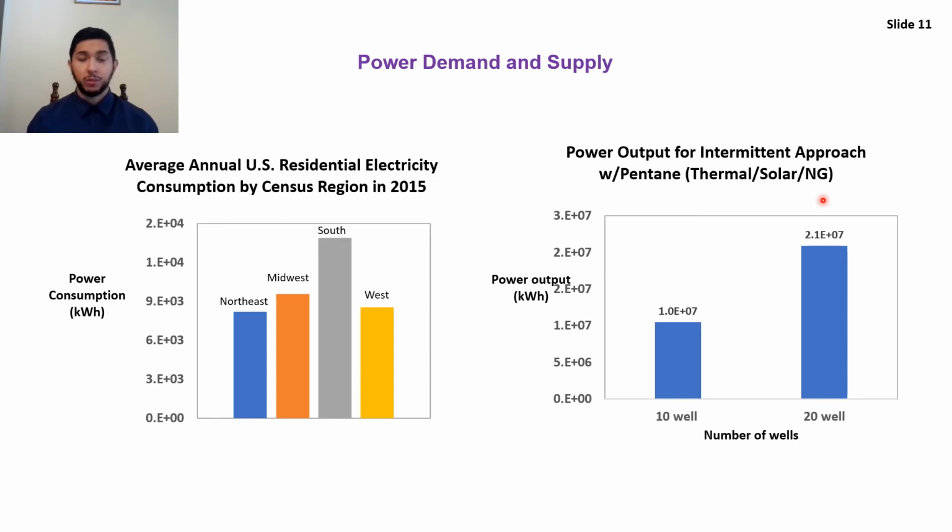On a bigger scale, 12,000 wells would provide energy to a big city such as Houston. In the next slides, we will see the economical analysis which will be covered by Dr. Sharma.